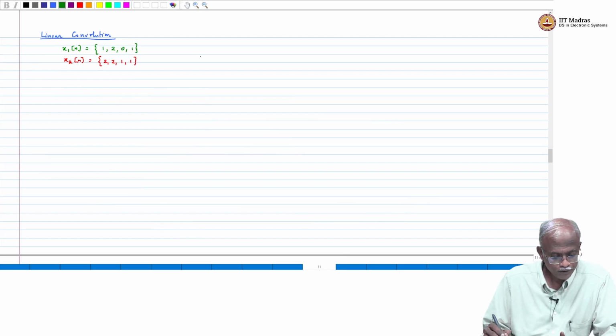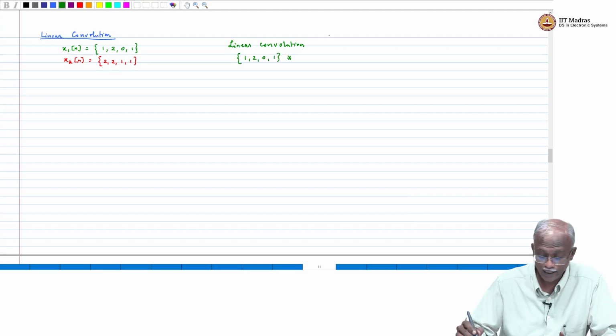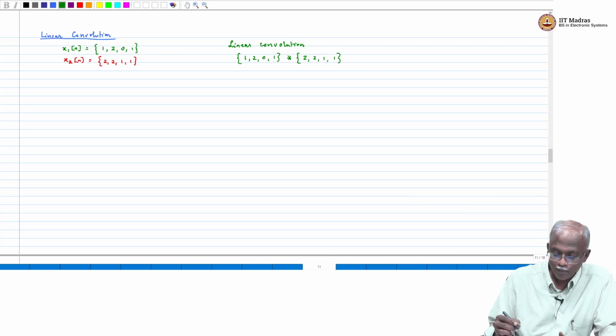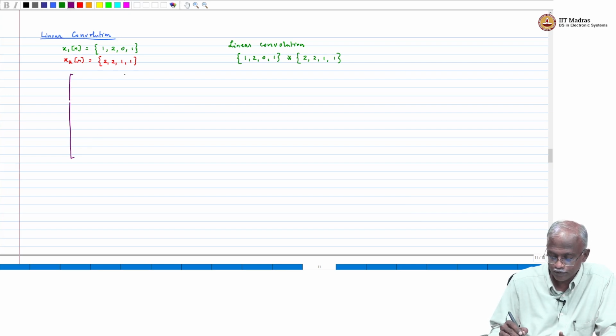Now the first thing I want you to do is linear convolution. I'm sure you have studied that in signals and systems. So what we are saying is, convolve the sequence 1, 2, 0, 1 (convolution is usually indicated by an asterisk sign, linear convolution) with the sequence 2, 2, 1, 1. And of course, you will time reverse one of them and then multiply. But how do you represent this in matrix form?